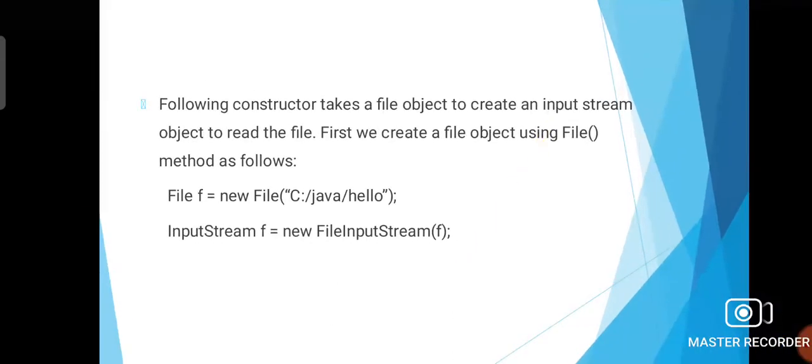Here f is the object, so with the help of the object we can read the file. Now there is another constructor. This constructor takes a file object to create an input stream object to read the file. First we create the file object: File f = new File("..."). Inside the bracket, as a string, we give the file name with its full path. For the particular file, a file object will be created. Here f is the file object. Then by applying this file object to the FileInputStream, we create another object that will be used to perform the read operation.